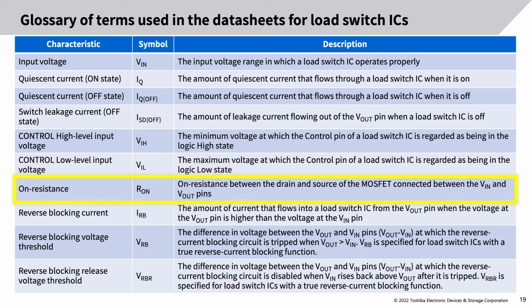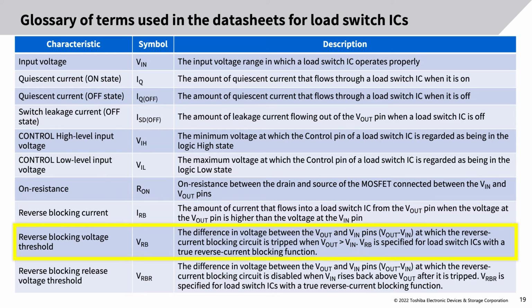On resistance is the resistance between the drain and source of the MOSFET connected between the Vin and Vout pins. It is represented by RON. Reverse blocking current is the amount of current that flows into a load switch IC from the Vout pin when the voltage at the Vout pin is higher than the voltage at the Vin pin. It is represented by IRB.